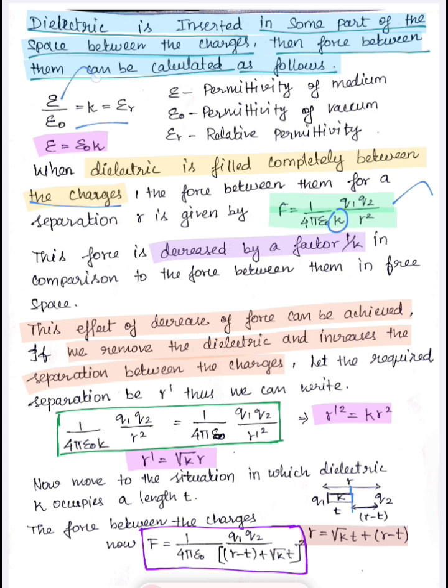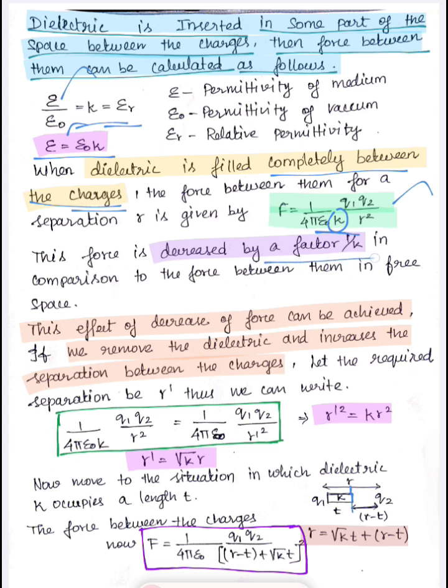which is the ratio of the permittivity of the medium to the permittivity of free space. It is also known as the relative permittivity. From this expression we write epsilon equal to epsilon naught k. When the dielectric is completely filled between the charges, the force becomes 1 by 4 pi epsilon q1 q2 by r square. Instead of epsilon, we substitute epsilon naught k, and the force is equal to 1 by 4 pi epsilon naught k q1 q2 by r square.